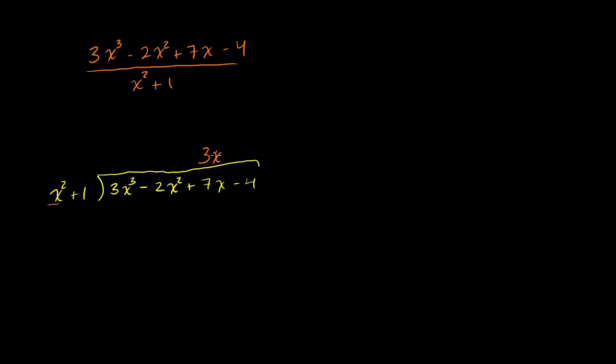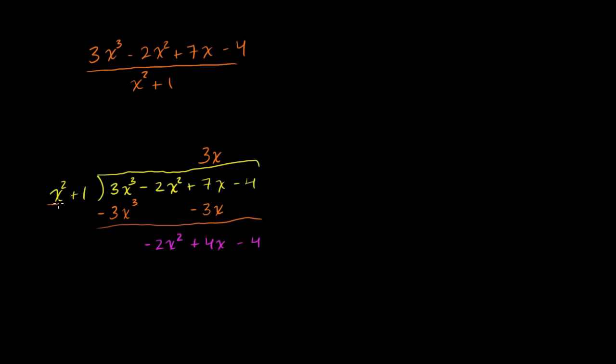Now let's multiply. 3x times x squared is 3x to the third, and 3x times 1 is 3x. Making sure to put it in the x place. And we're going to want to subtract them. What do we have when we do that? These cancel out. We have a minus 2x squared. And then 7x minus 3x is plus 4x. And we have a minus 4.